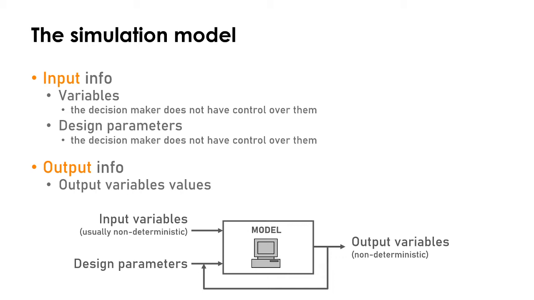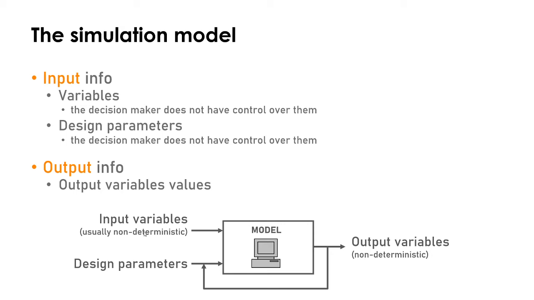And as a result of the values for input variables and design parameters, we have output information, which is the value for the output variables. So in our case, that was the income we obtained, for example, or the utilization rates for our resources, such as the operator and the dispensers. So in this figure, we have input variables and design parameters as input information and output variables as output information.